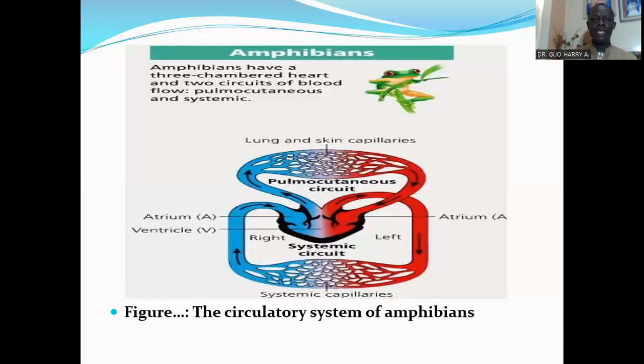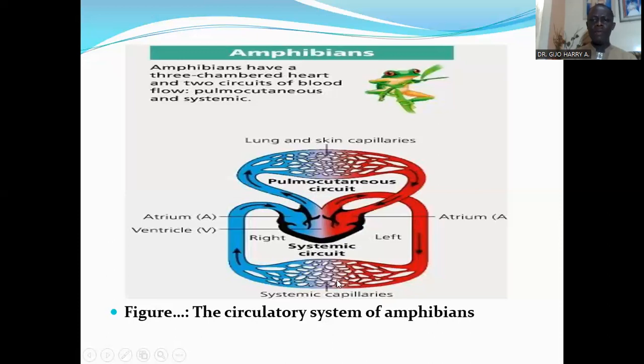the pulmocutaneous and the systemic. Now here, the blood is pumped from the heart through the pulmonary artery to the lungs as well as the skin capillaries to receive oxygen. And then it's returned back to the heart through the right atrium, and then to the rest of the body through the artery.